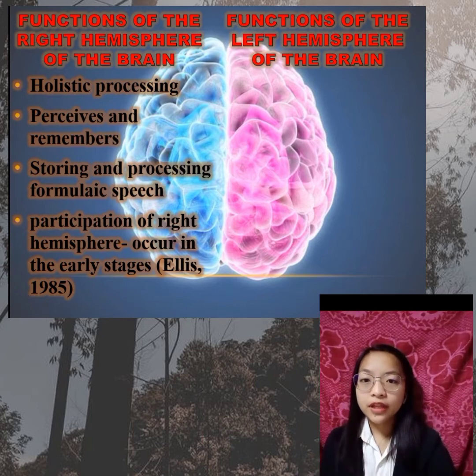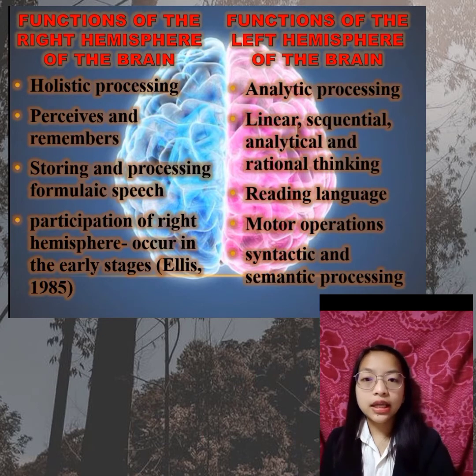Meanwhile, the left hemisphere of the brain is for analytical processing, linear thinking, rational thinking, sequential thinking, and analytical thinking. It is also where reading, language, and motor operations are located, which affect our speaking and writing. The left hemisphere is also associated with creative language, with the use of both syntactic and semantic processing.